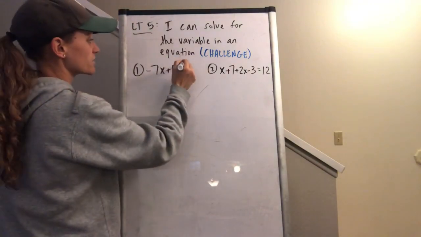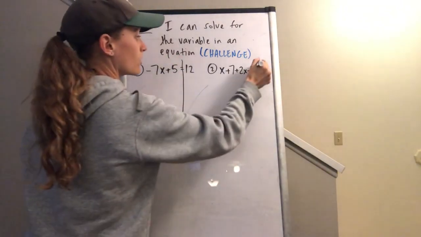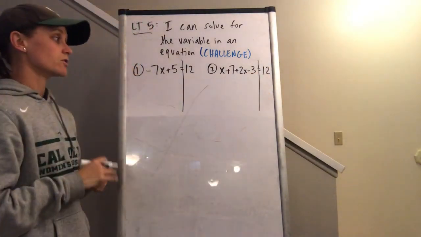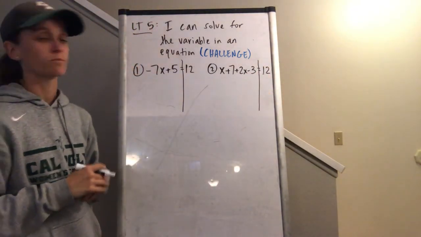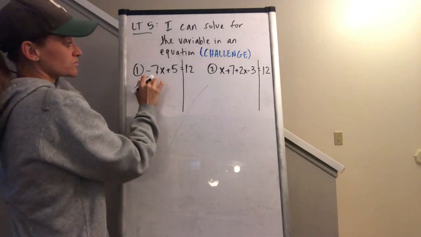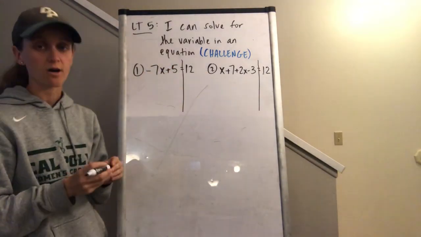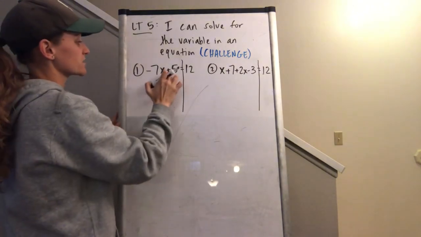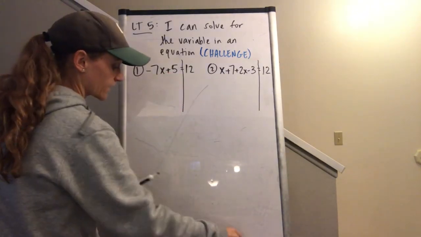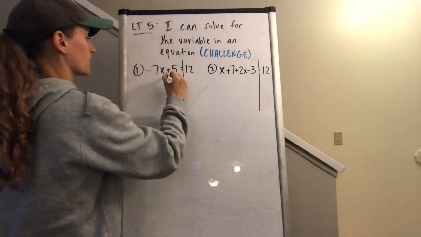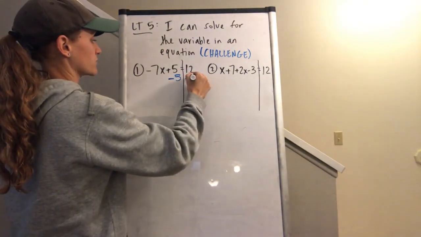Okay, so we're still solving for x, or the variable. So remember the goal is get x all by itself. So on this one, remember you want to move the units over to the other side first, and it's always about opposite operations. So because this is plus 5, the opposite of adding 5 is subtracting 5. So I subtract 5 and subtract 5.